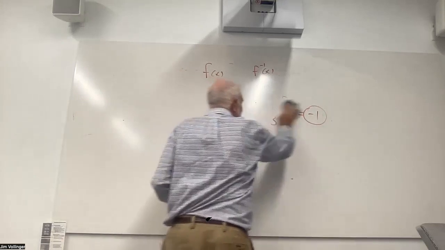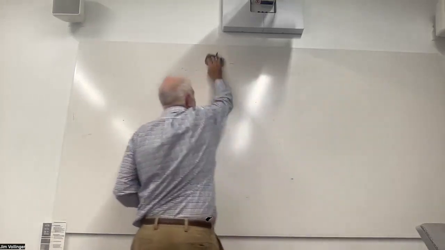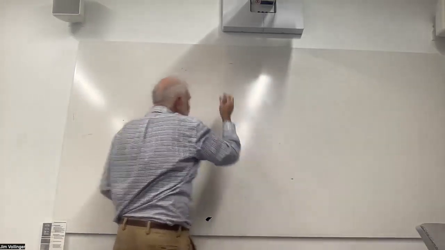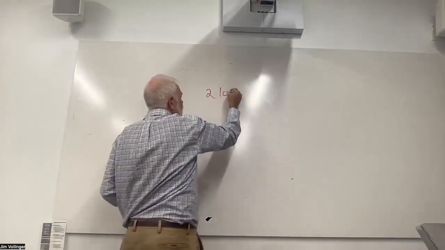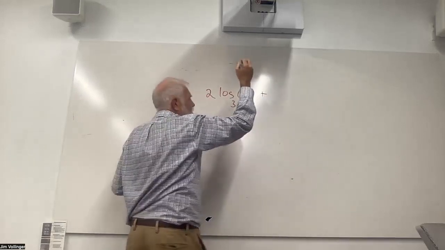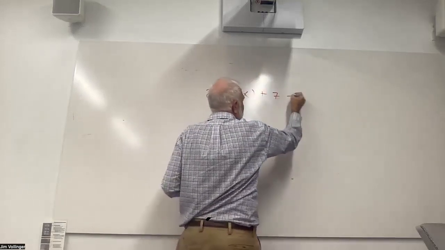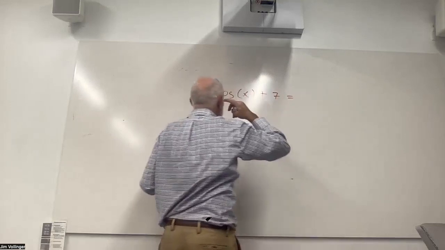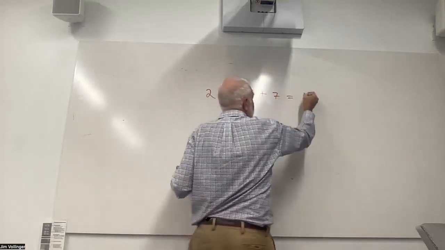All right, so basically, equations that are in one variable, like 2 log base 3 x plus, I don't know, 7 equals, well, let's get something nice here, 15.